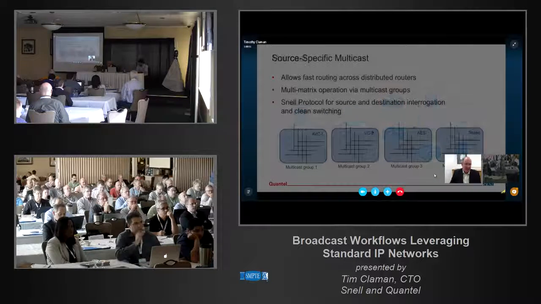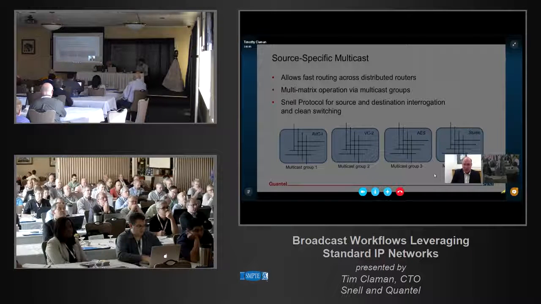And using technologies like source-specific multicast, we have found that you can accomplish very low latency routing across a distributed fabric. I think there's a lot of concern and sensitivity around the issue of latency, but in our development work and proofs of concept, it's actually been, in some cases, difficult to measure the latency. So we've had very good results.